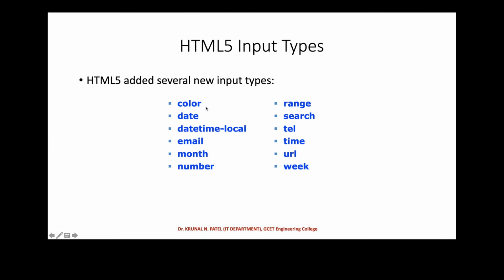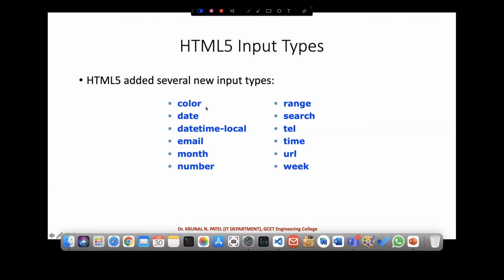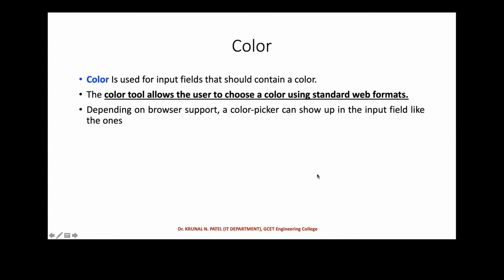First is color. Second is date, time, local, email, month, number, range, search, telephone numbers, time, URL, and weeks. Apart from this, there are also new attributes added. We are going to discuss all that in today's session, so let's go ahead and see what kind of inputs we have.